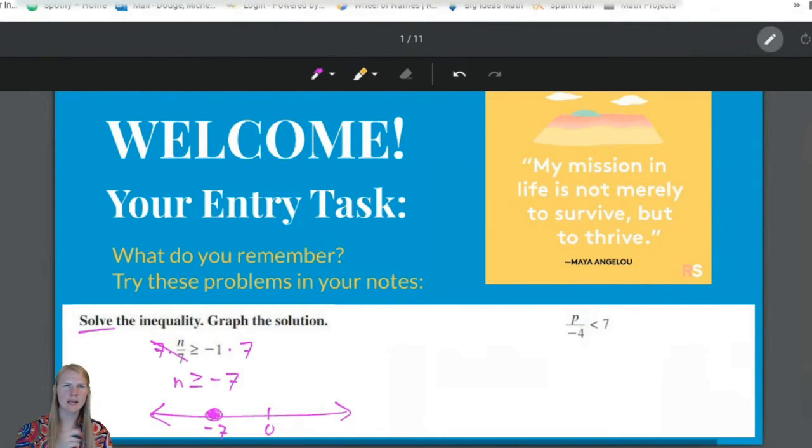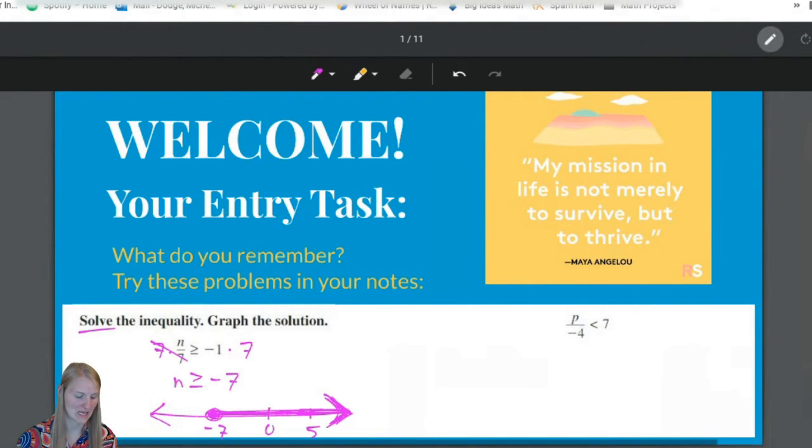So which way is my arrow going to point? Well, what are some numbers that are greater than -7? Well, we know that all positive numbers are greater than negative numbers. So 5 is greater than negative. So my arrow will point towards 5. And we'll make it nice and bold so that we know exactly which way we are pointing. And there you have it.